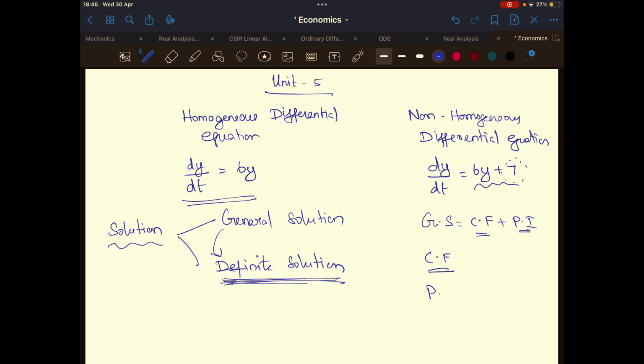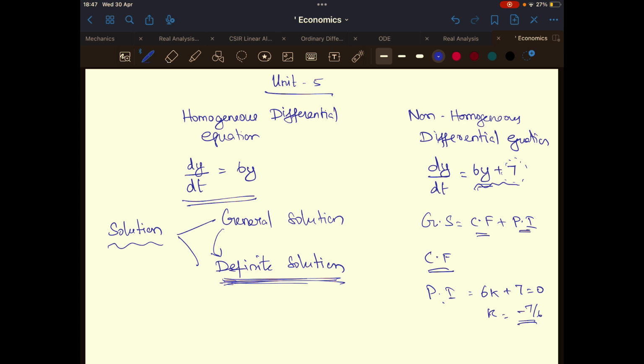Now how to find PI? For PI, take 6y plus 7. Instead of 6y, you replace it by k, and set it equal to 0. Then find the value of k. Whatever the value is, maybe k equal to minus 7 by 6, in this case. That value of k is my PI. Now substitute this and you will get the answer.